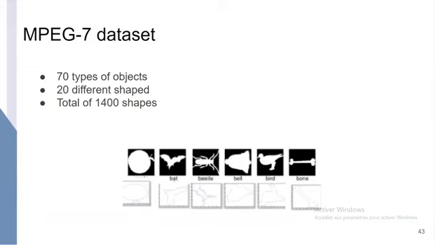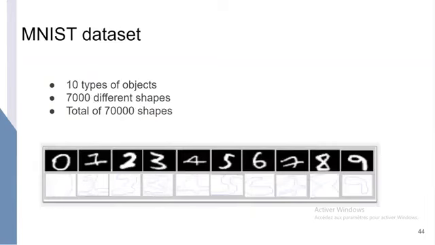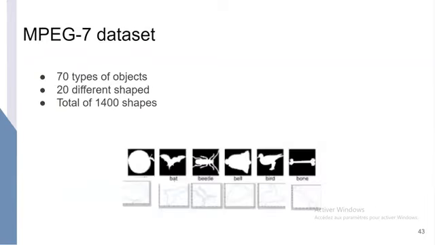The first one is the MPEG-7 data set, which is a set of shapes extracted from images. We extract contours, and we have 70 types of objects, 20 different shapes for every object, and a total of 1,400 shapes. This is a relatively small data set.